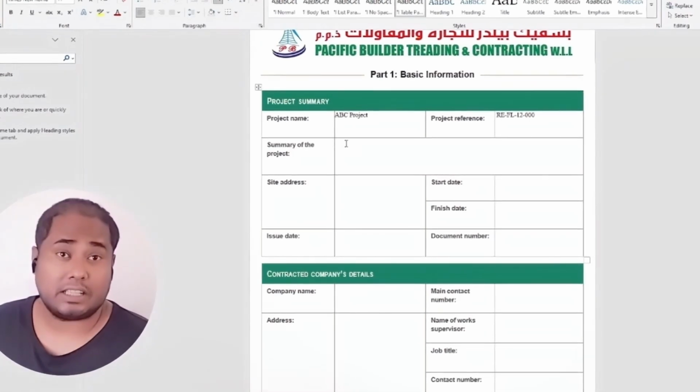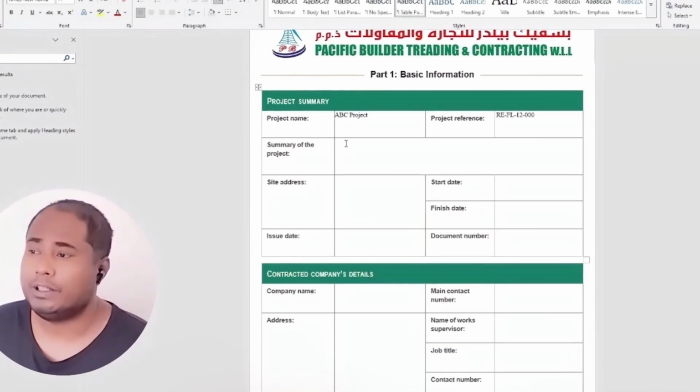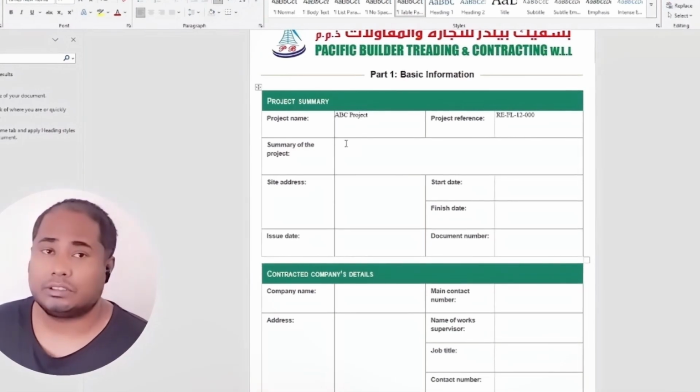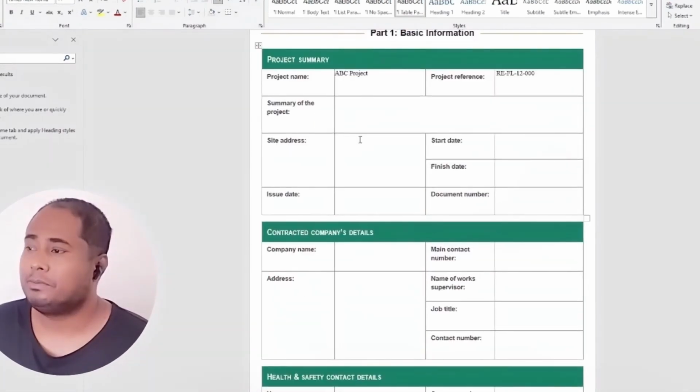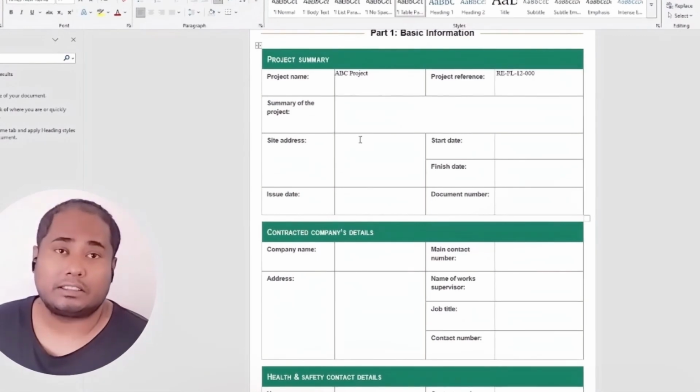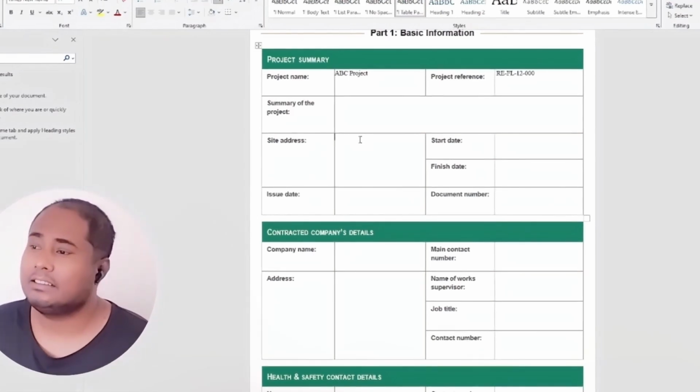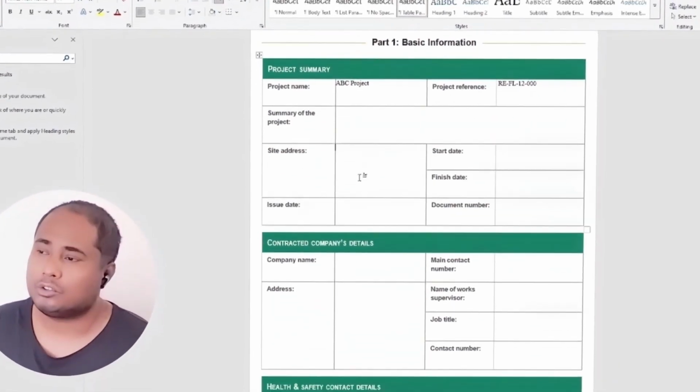The site address is essential; it must state where the site is located, so it should be mentioned properly. Without a proper site address, your method statement will probably not be accepted by the manager or whoever is responsible. Then the start date, and also the finish date, are important.